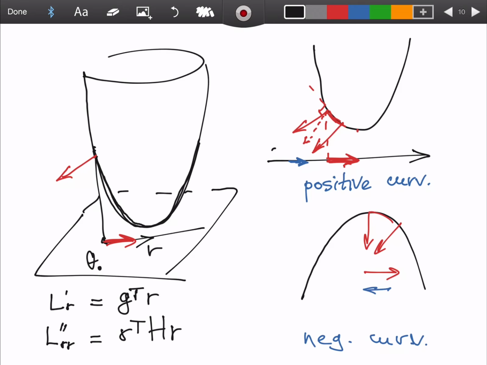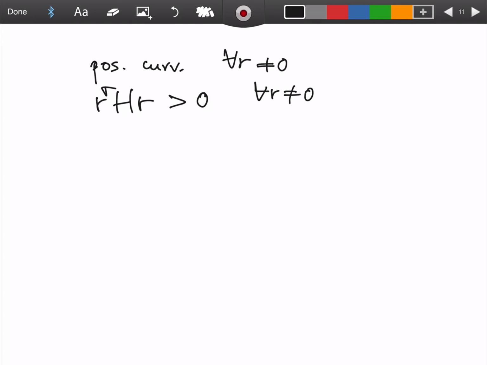It's exactly the same calculation, and it means that if you want positive curvature in every direction, what does it mean? If you want positive curvature, so let's say positive curvature for every r, for every direction. What does it mean? It means that this quadratic form r transpose H r has to be positive for every r distinct from 0. And I don't insist on the direction vector to be a unit vector. I just make sure that it is non-zero.